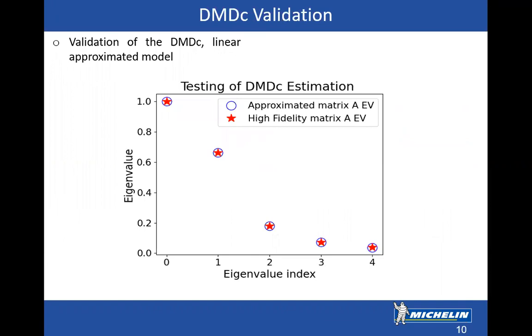We've estimated our system. Now we have the estimated A, and we have the high fidelity matrix A that is from the discretization. One way to compare them is comparing the eigenvalues. So we've plotted here the comparison of the first eigenvalues. In blue circles, we have the eigenvalues of the approximated matrix A, and in red stars, we have the eigenvalues of the high fidelity matrix A. As we can see, they are almost the same, and by that, the estimated model is accurate and can be used instead of the high fidelity one.